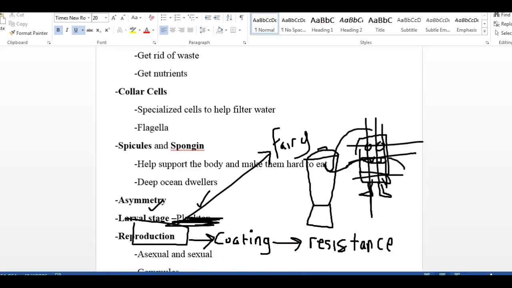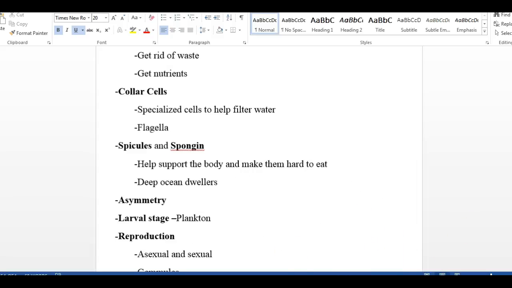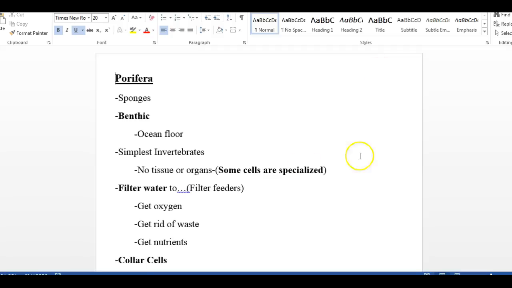Let me erase these things here. We're going to do a reading on this too, so it'll probably help you understand a little bit better. Let me know if you have any questions, and that's it. That's your notes. Make sure you annotate these and turn them in to me.